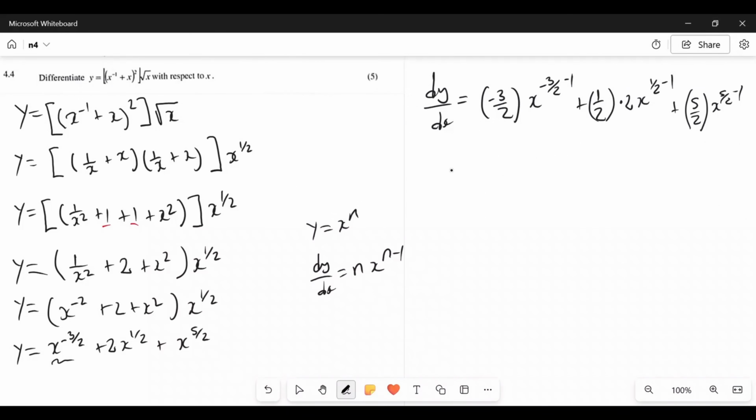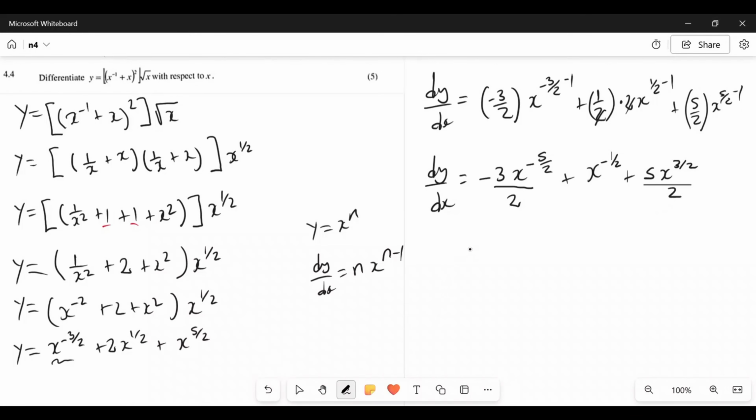So let's simplify this further. dy over dx. This here is going to give us negative 3x. What is the power when you have negative 3 over 2 minus 1? This here is going to give us negative 5 over 2. All this is divided by 2. And then we continue here. Plus, we have this 2 and that 2. They will divide each other. So we're going to be left with x. What is the power of half minus 1? It's going to give us negative 1 over 2 as the exponent. Plus, now we have 5 multiplied by x to the power of 5 over 2 minus 1. This here is going to give us 3 over 2 as the exponent. All this divided by 2.